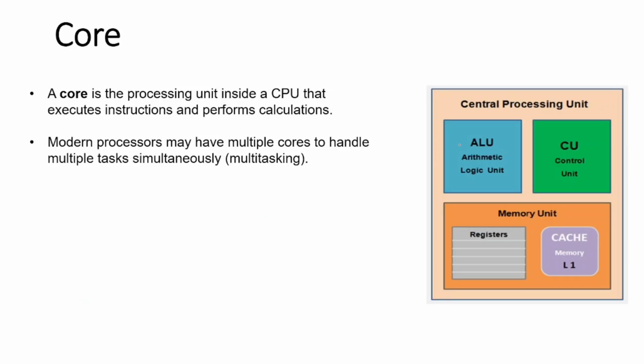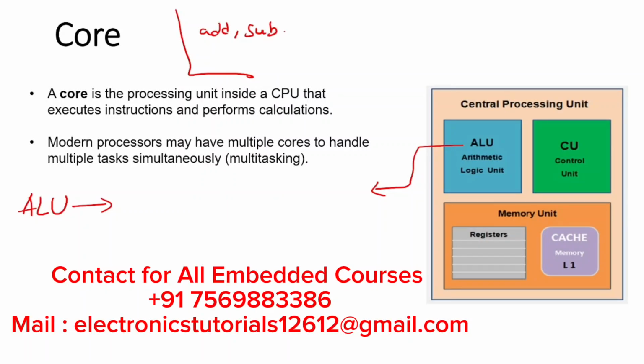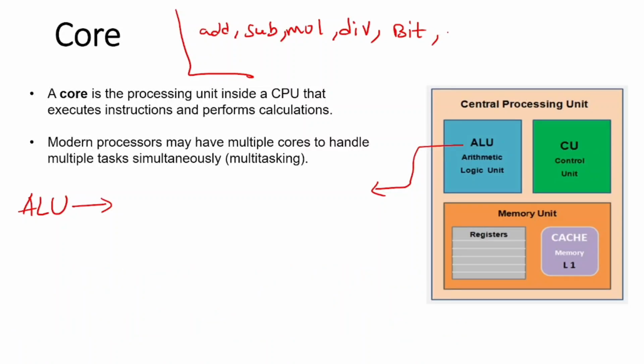Here see, first thing is ALU. Any of you know the full form of ALU? What is the meaning of arithmetic and logical unit? It does all the arithmetic and logical operations. And remember one thing, the operations that can be performed by the core are addition, subtraction, multiplication, division, and bitwise operations, and you can do logical operations: logical AND, logical OR, logical NOT.